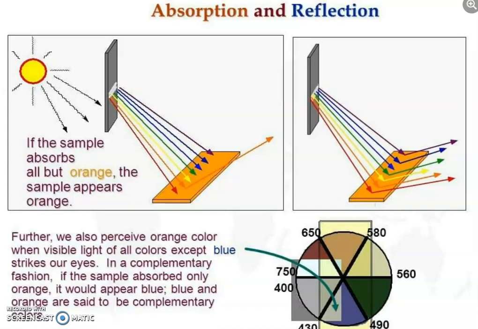So my friends, you can see absorptions and reflections. If the sample absorbs all but orange, the sample appears orange. Further, we also perceive orange color when visible light of all colors except blue strikes our eyes. In a complementary fashion, if the sample absorbs only orange, it would appear blue, and blue and orange are said to be complementary colors. So you can see in this picture.